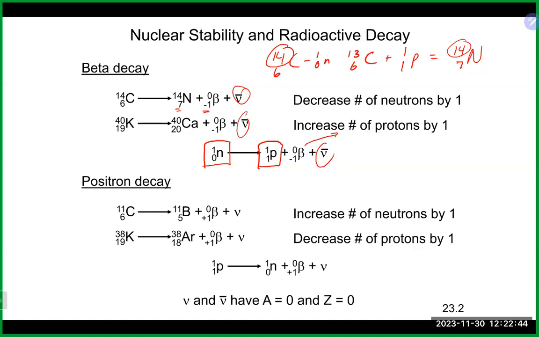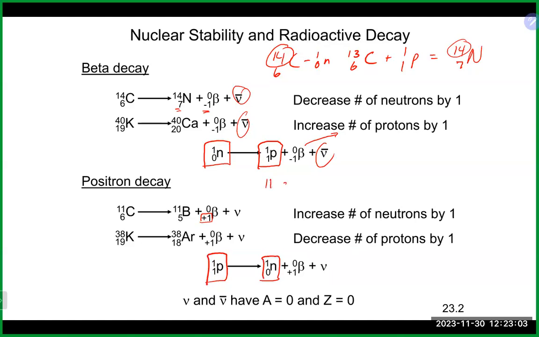Positron decay here. Again, same idea. We get no change overall in the mass number. We do go up or down 1 in terms of the atomic number to balance it out. In this case, we're taking a proton and it's going to be converted into a neutron. So a similar sort of process.